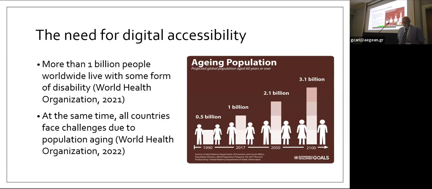At the same time, all countries in the world face challenges due to the aging population. Aging, according to a report by WHO for the year 2022, the number of people over the age of 60 was greater than children under the age of 5 in the year 2020, while there is a prediction that in 2050, the global population over the age of 60 years will double from 12% that it is now to 22% compared to 2015.